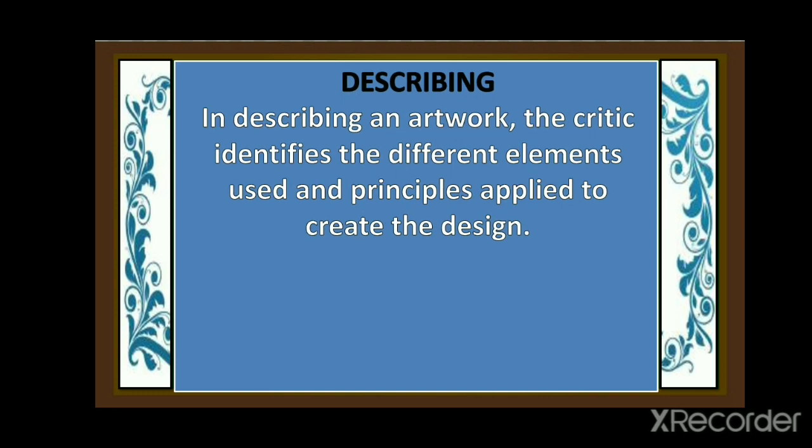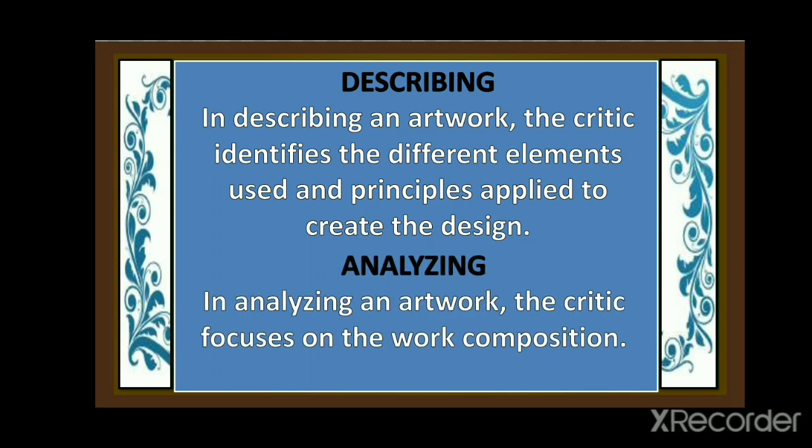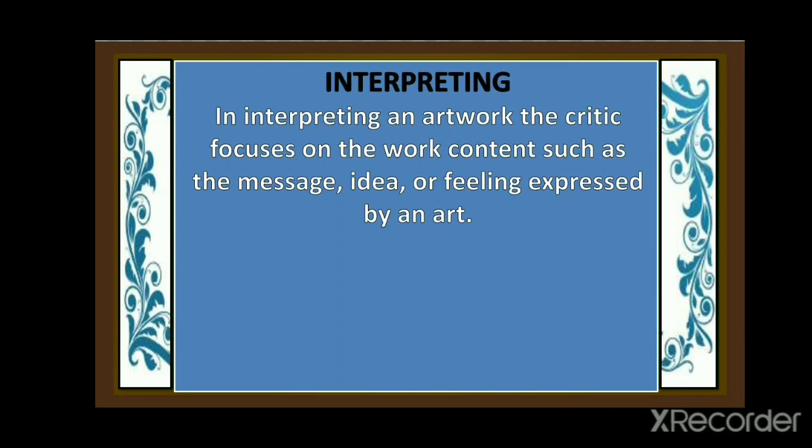First is describing. In describing an artwork, the critic identifies the different elements used and principles applied to create the design. Next is analyzing. In analyzing an artwork, the critic focuses on the work's composition. Next is interpreting. In interpreting an artwork, the critic focuses on the work's content, such as the message, idea, or feeling expressed by the art.